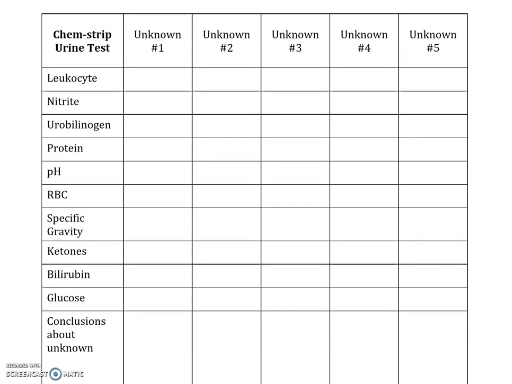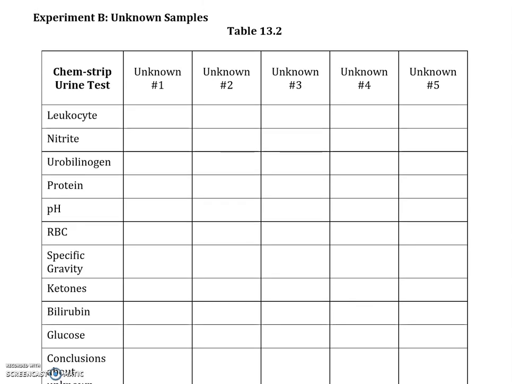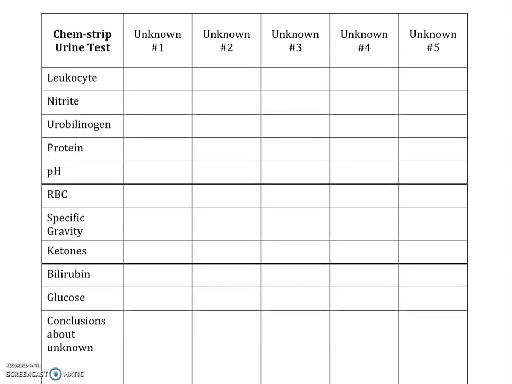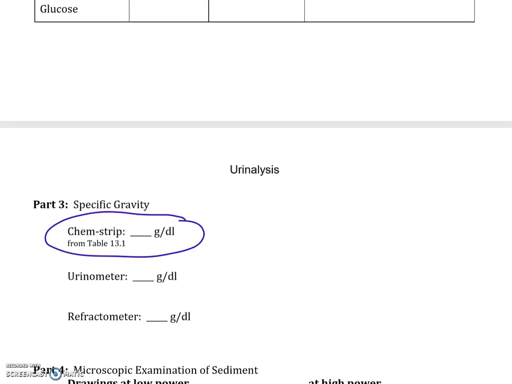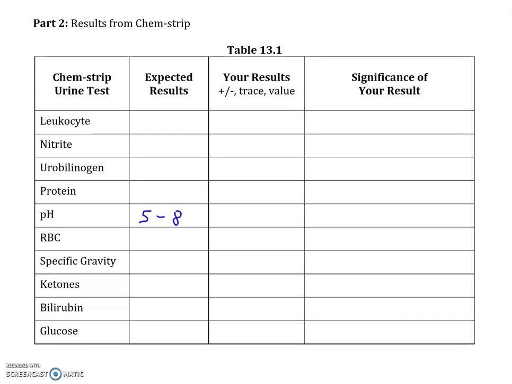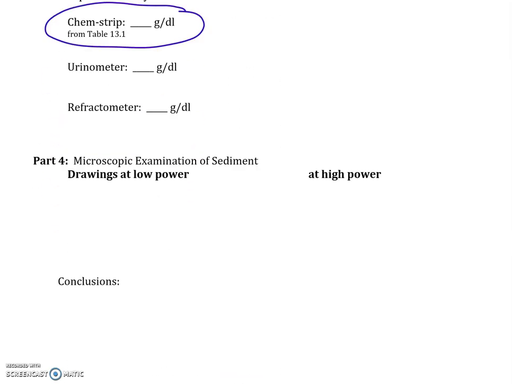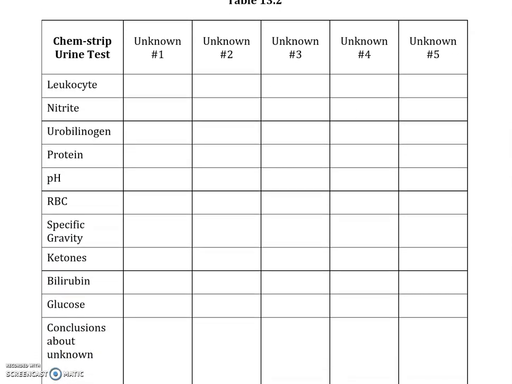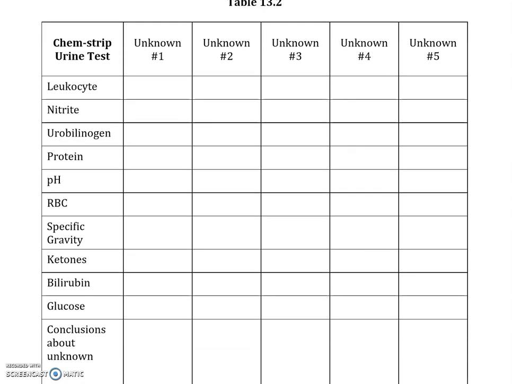Unfortunately, you cannot do these, but it tests for the same items that we had before in your own urine sample. It's just that you're testing an unknown and then analyzing what the deal is with that urine sample. So it will be testing exactly the same things that you have right here, from leukocyte to glucose. These are the same 10 fields that you're testing for.